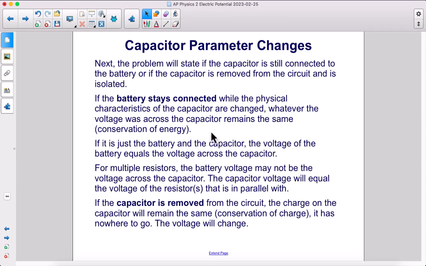If it's just the battery and the capacitor, the voltage of the battery equals the voltage across the capacitor. For multiple resistors, the battery voltage may not be the voltage across the capacitor. The capacitor voltage will equal the voltage of the resistors that it's in parallel with, but we have not covered this yet. This will be in the next unit on circuits. If the capacitor is removed from the circuit, the charge on the capacitor will remain the same, conservation of charge. It has nowhere to go. However, the voltage will change.